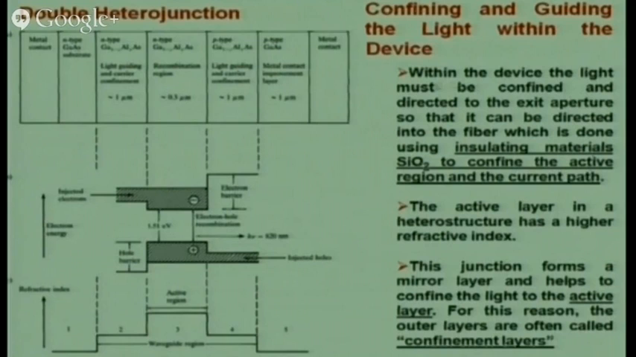Within the device, the light must be confined and directed to the exit aperture. Basically, we want the confinement of the light within the active region to a narrow region, so that the light output is higher and can be directed into the fiber. This is done using insulating material, silica, to confine the active region and current path. The active layer in a heterostructure has a higher refractive index. This junction forms a mirror layer that helps to confine the light to the active layer. For this reason, the outer layers are often called confinement layers.